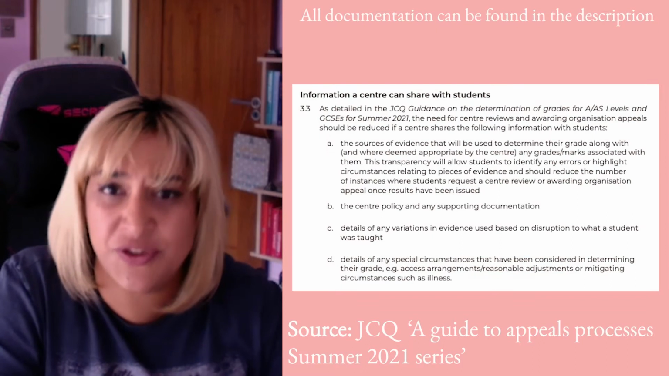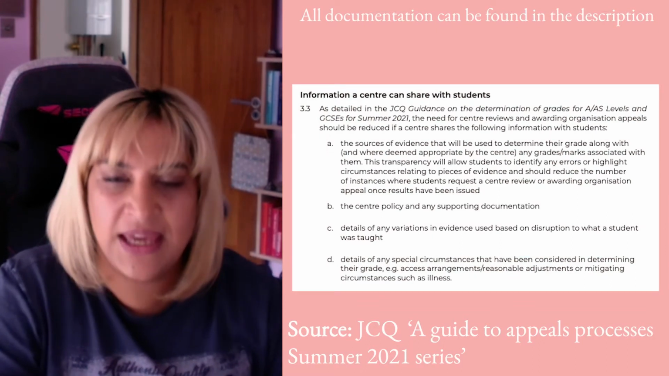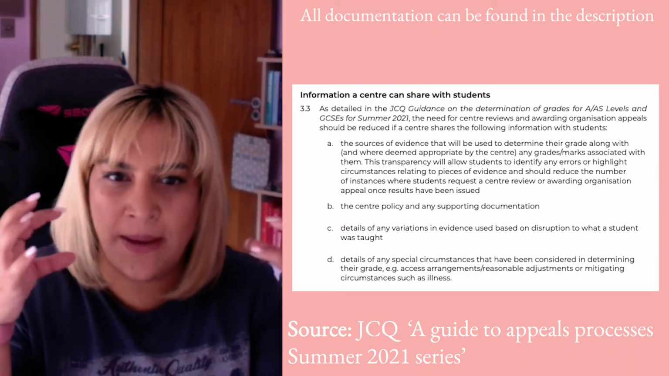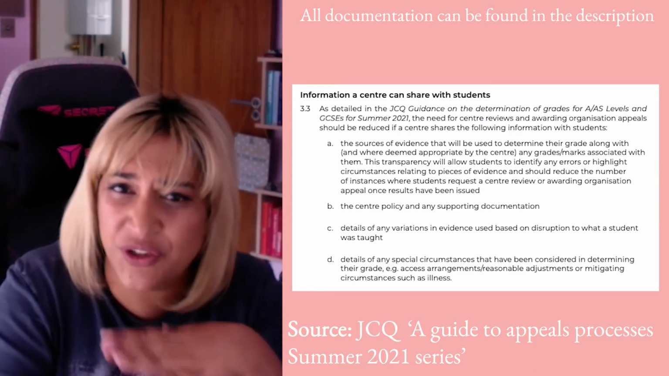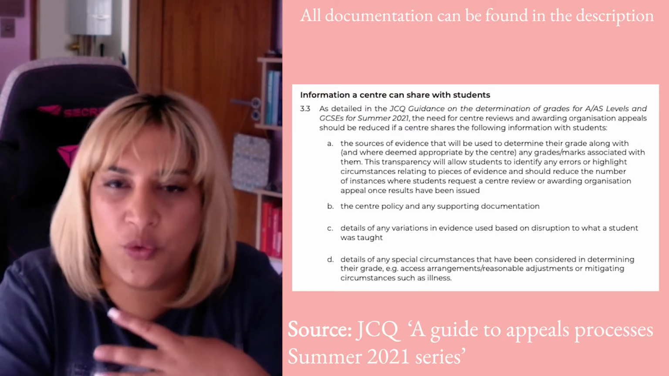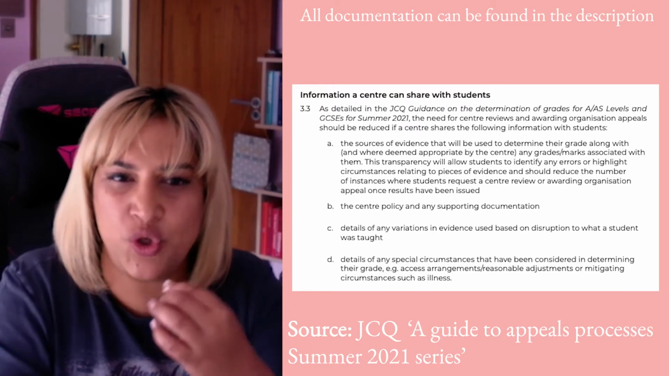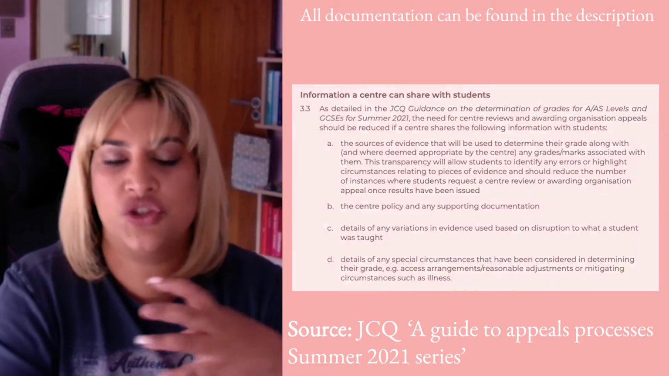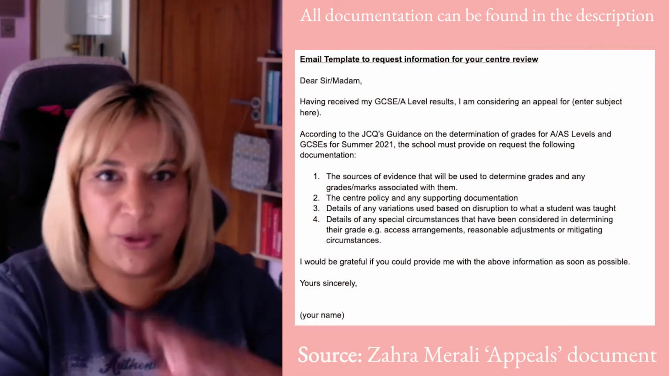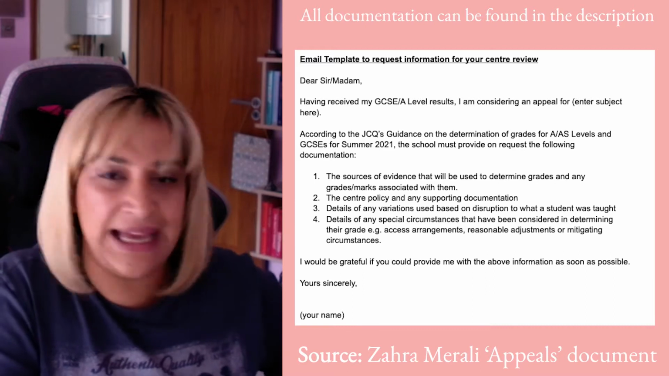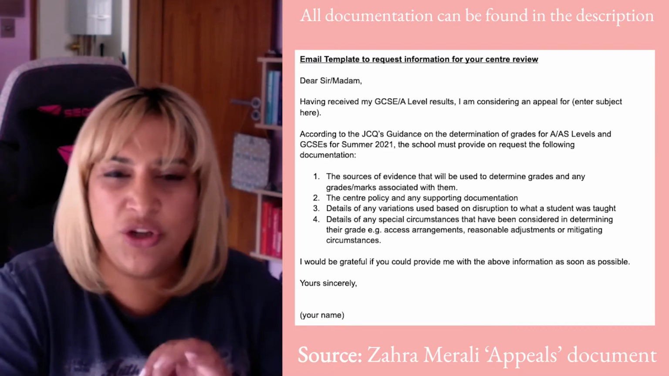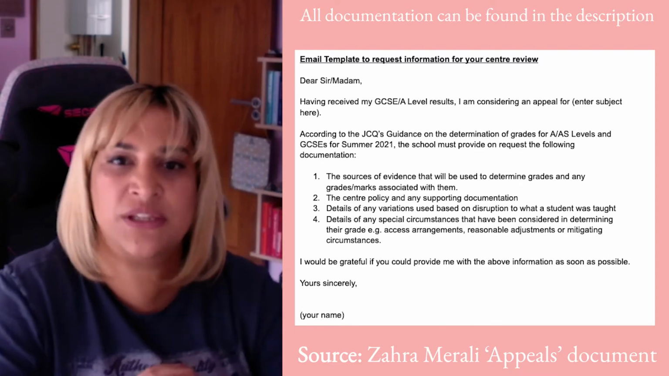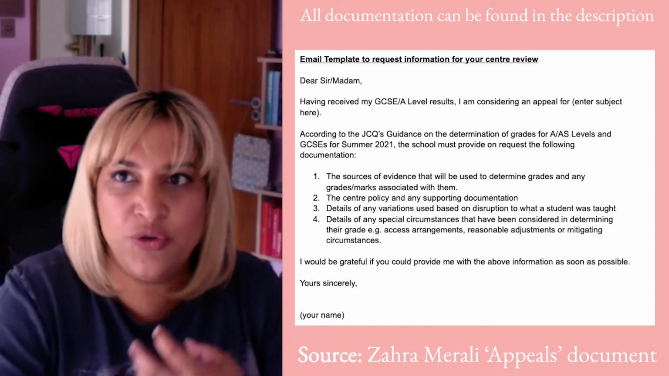According to the JCQ guidance for determination of A-level grades, there is some information your school must provide you. Your first step, if you feel you haven't got the grade that you deserve, is to make sure you have that information. So email your school, we'll put up a proforma email in a second, requesting all that information, including any details of any special circumstances that they included for you.